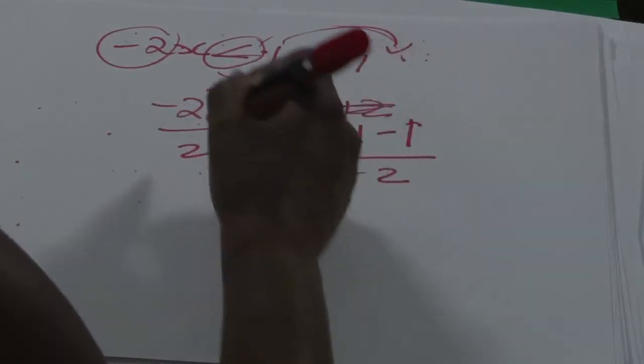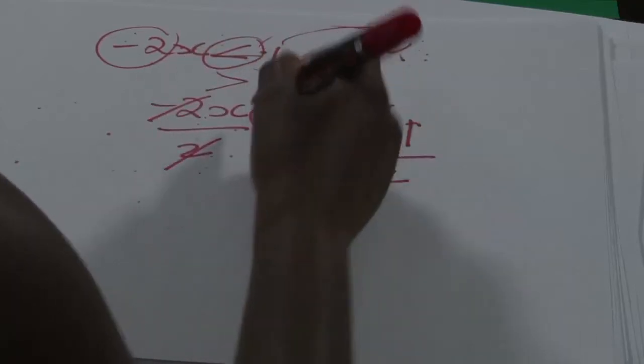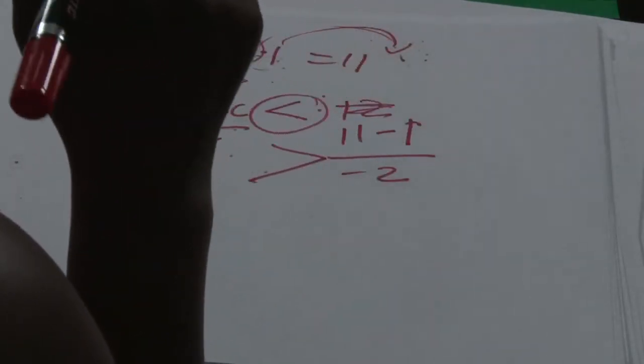So then we divide both sides by negative 2. The moment we divide with a negative, this sign must also reverse. So that is the only point that I want you to know when it comes to negative numbers. Okay.